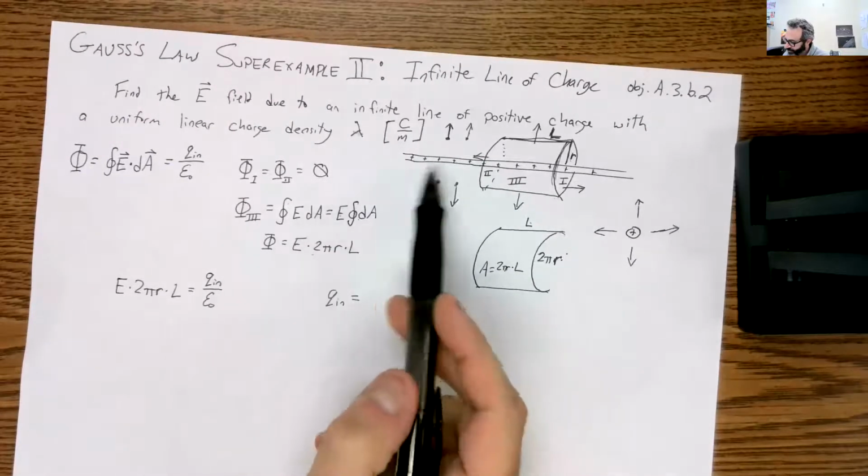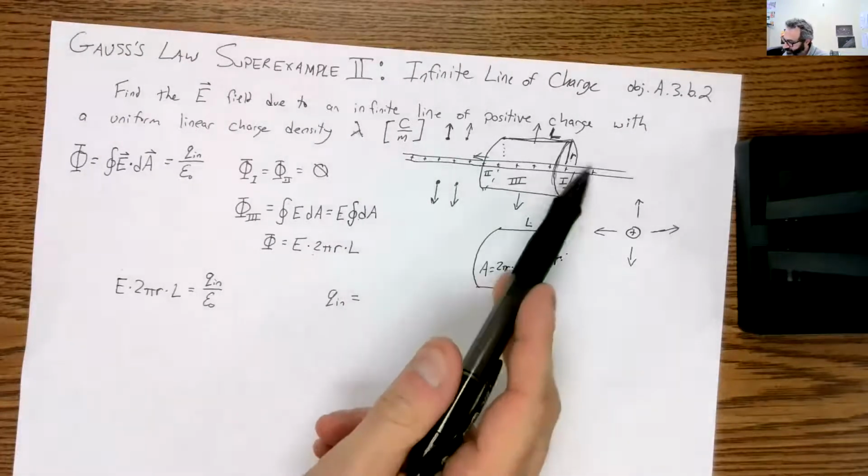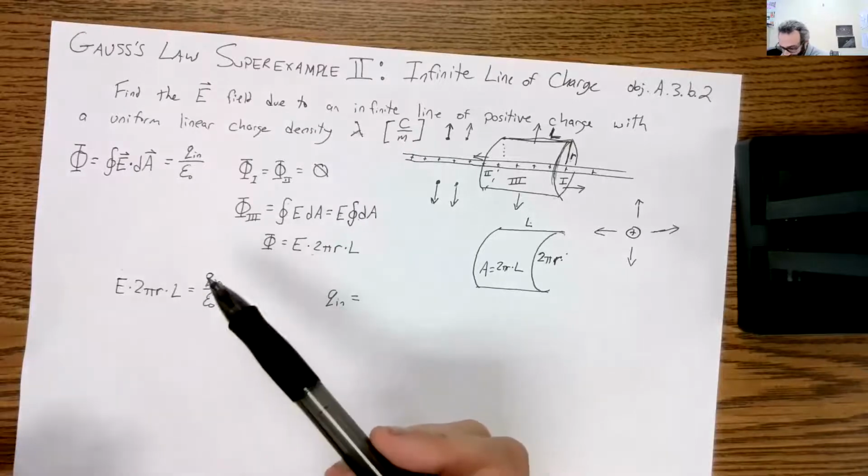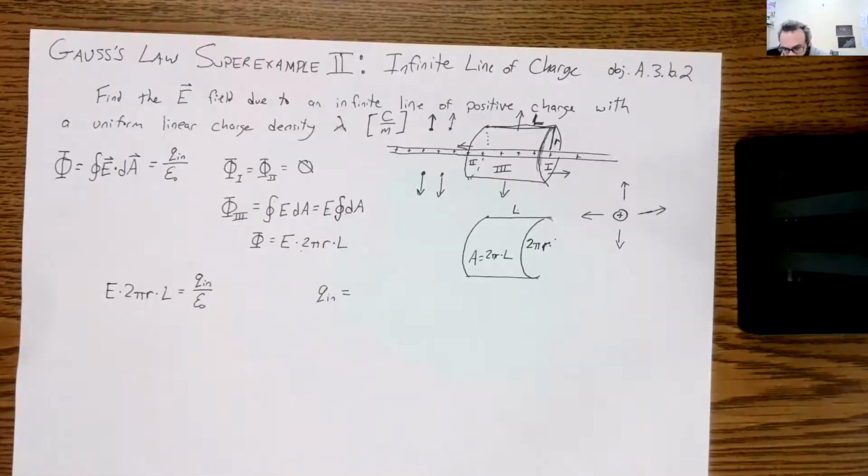So how can I relate the charge density, so the charge per meter, with the length of this cylinder to figure out the charge inside? Oh, I can barely hear you. Oh no, I'm thinking out loud. Sorry. No problem.